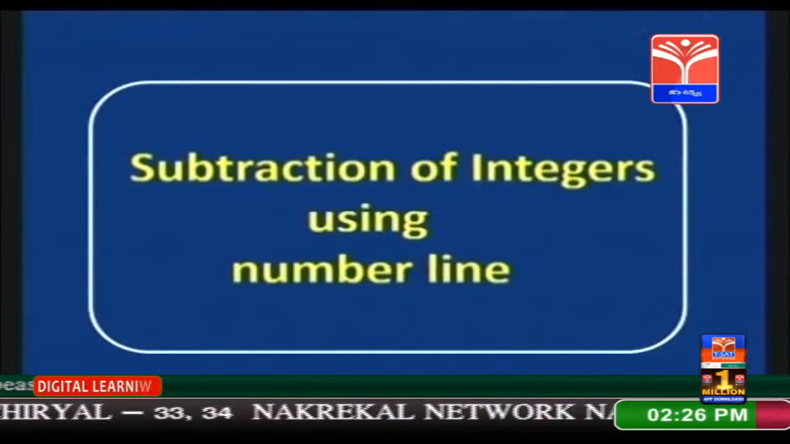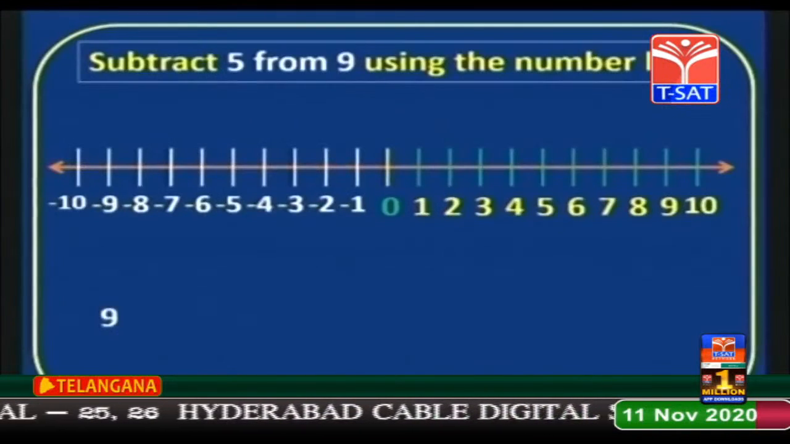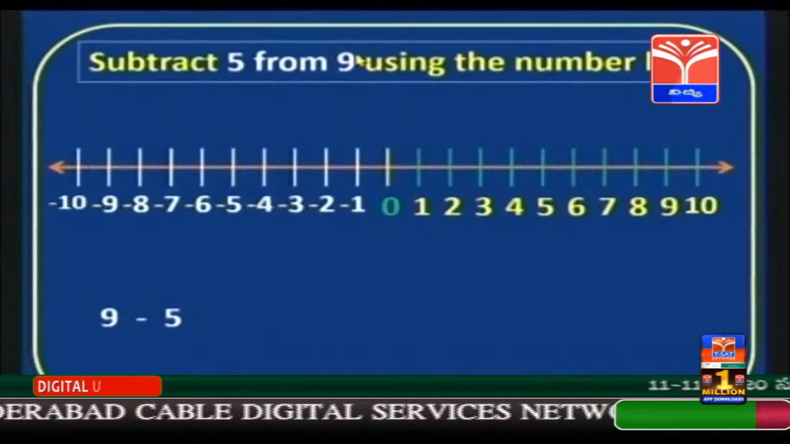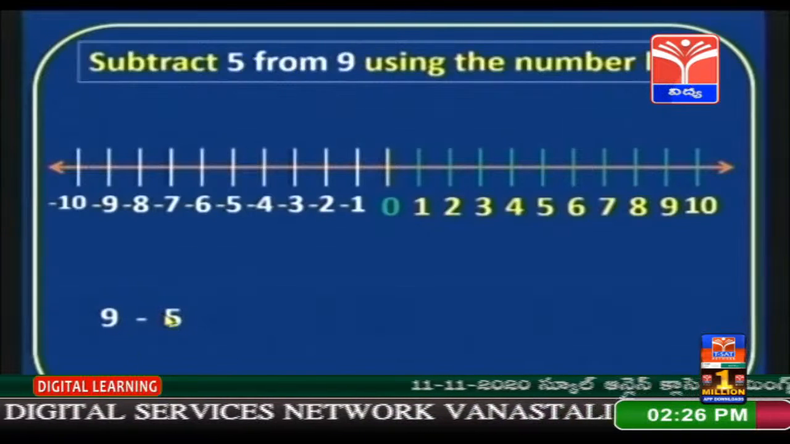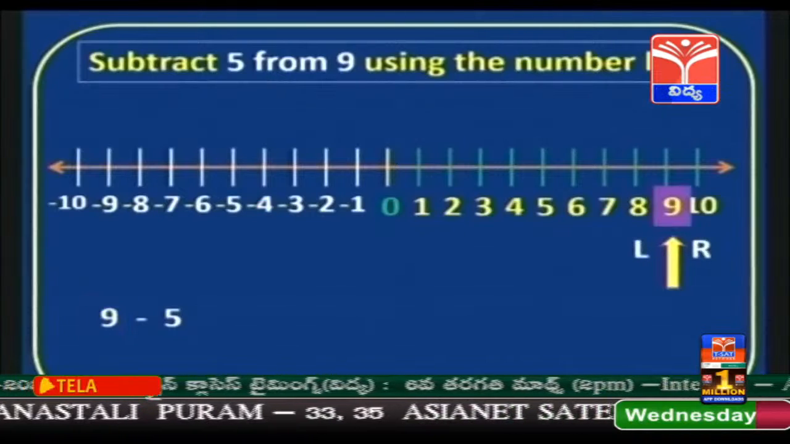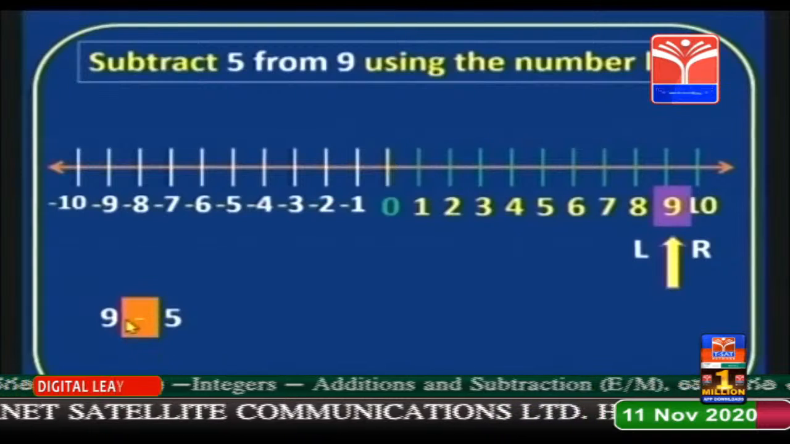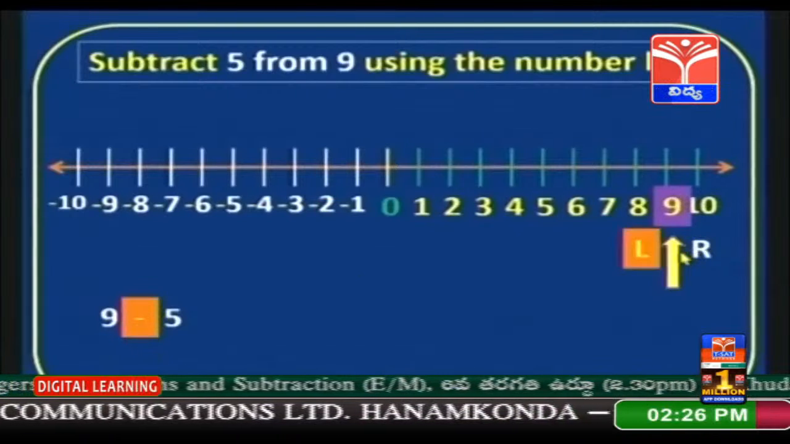Now let us subtract integers using the number line. Subtract 5 from 9 using the number line. So, 9 minus 5. What is the first integer? 9. So we have to select the 9 on the number line, left or right. As the sign between the numbers is negative, we have to select left.